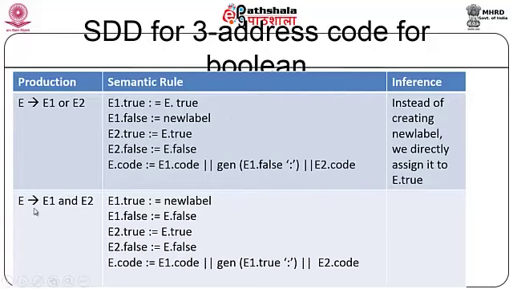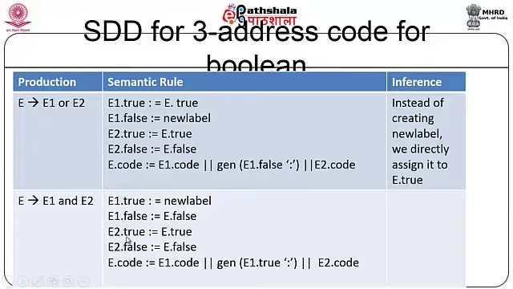Now here E produces E1 and E2. This is just the reverse of OR. If E1 is true, then I have to evaluate E2, so E1 dot true is a new label. This is just opposite to this. If E1 is false, on the other hand, I can directly say E itself is false. I need not even look at E2.